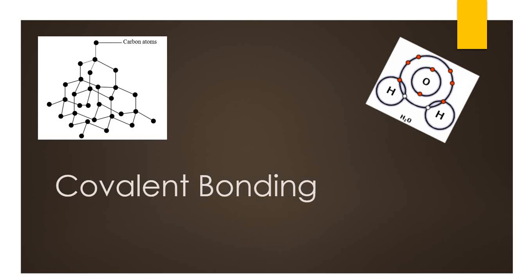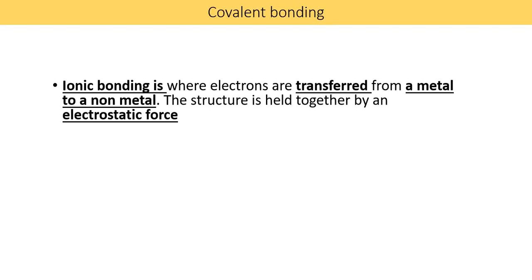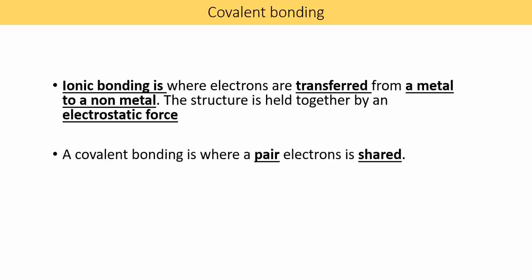Hi, in today's video, we're going to be looking at covalent bonding. Now, in my previous video, we looked at ionic bonding, and it's important that you remember that ionic bonding is between a metal and a non-metal, and that electrons are being transferred from the metal to the non-metal, held together by an electrostatic force. Now, in today's video, we're going to be looking at a covalent bond.